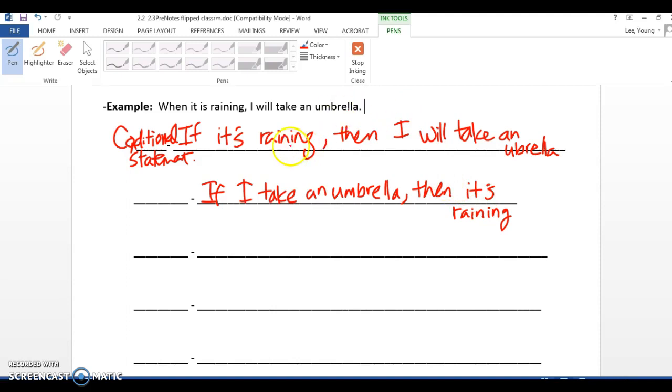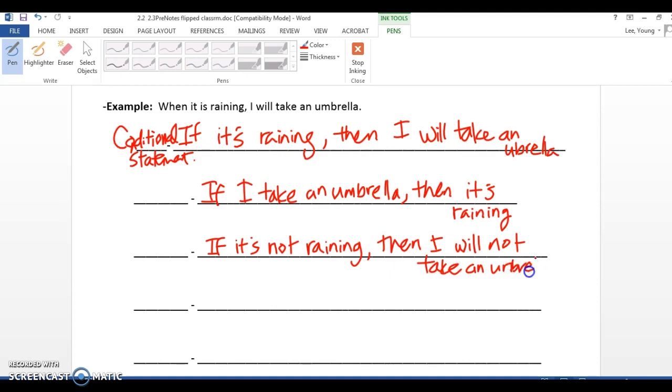Sometimes we can also negate both the hypothesis and the conclusion. So, if it's not raining, then I will not take an umbrella. So what I did was I negated both the hypothesis and the conclusion.